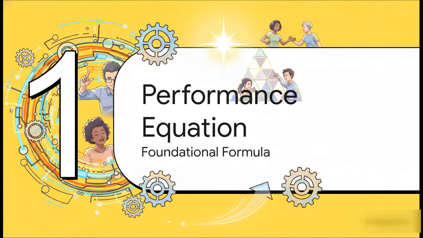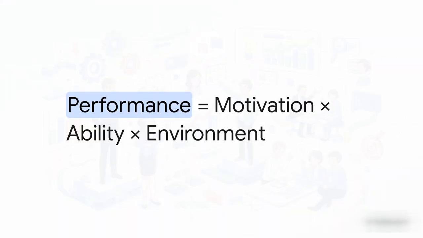Let's jump right into Section 1, the performance equation, the foundational formula for organizational success. It really all boils down to this one simple equation. Performance equals motivation times ability times environment. And what's so powerful about looking at it this way is that it reminds us that while motivation is absolutely critical, it's just not enough on its own.